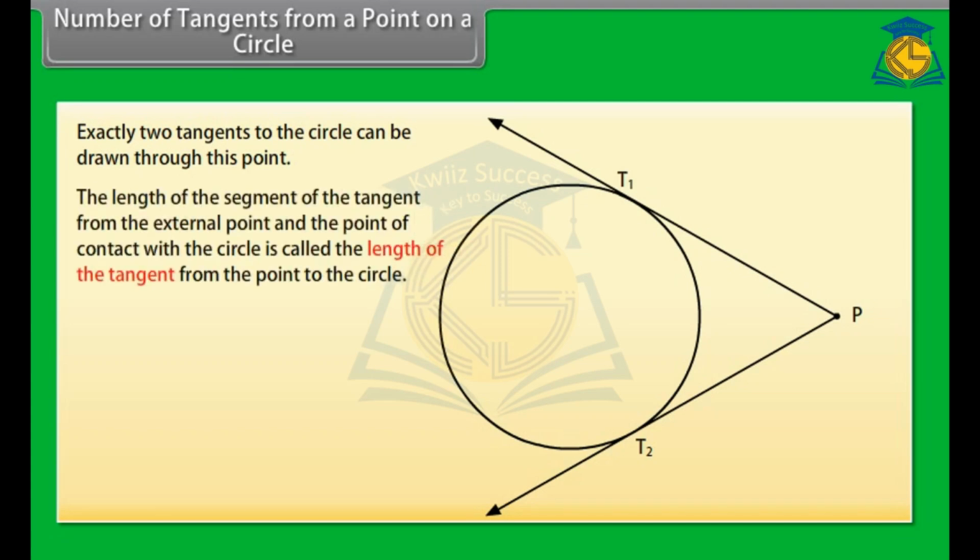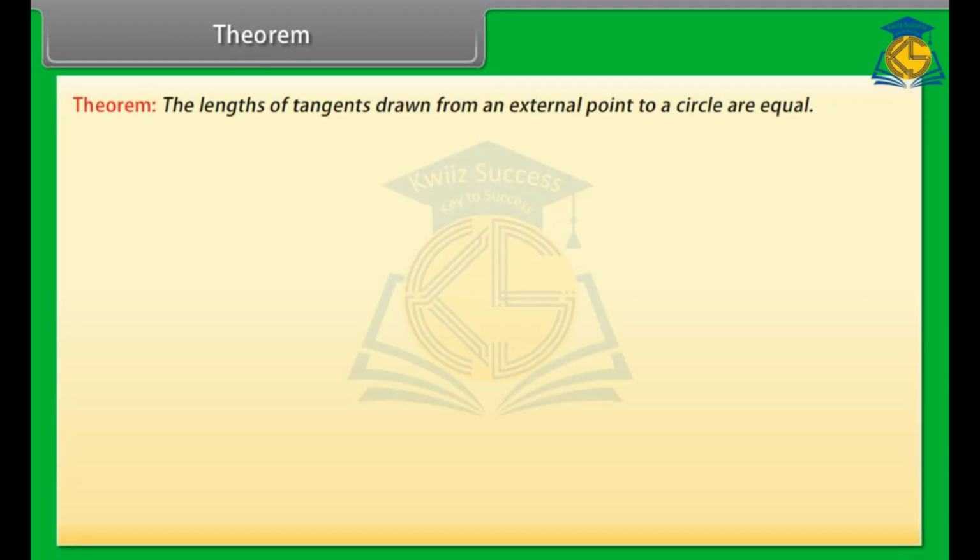The length of the segment of the tangent from the external point and the point of contact with the circle is called the length of the tangent from the point to the circle. Here PT1 and PT2 are the lengths of the tangents from P to the circle. The lengths PT1 and PT2 have a common property which we will learn in the next screen. Theorem. The lengths of tangents drawn from an external point to a circle are equal.